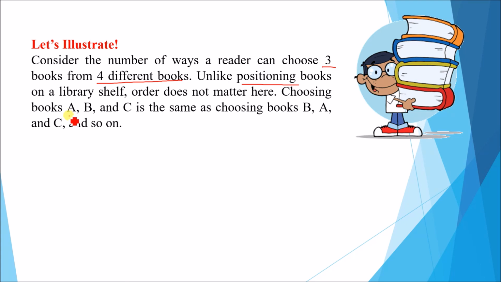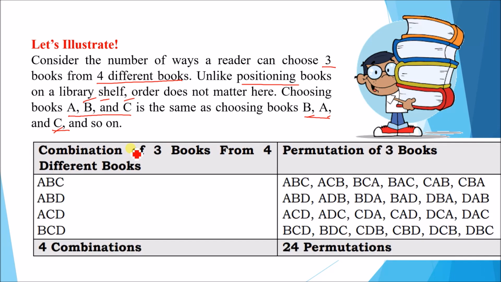It's either, let's say, you are going to choose A, B, and C. Basically, pareho lang yon sa B, A, and C provided na pinili mo yung tatlong yan, and order doesn't matter, pinili mo pa rin. Pareho lang yung pagkakapili na ABC at saka BAC. Or if you want to list everything, pagdating kay combinations, you will only have 4 possible combinations.